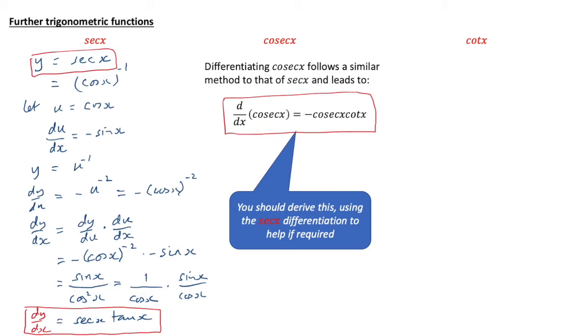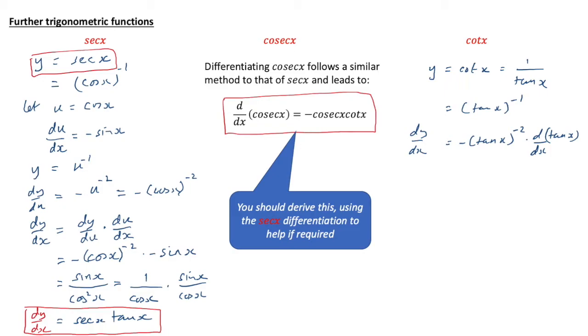Anyway, moving on to cot x, if y is equal to cot x, then it's equal to 1 over tan x, and that is tan x to the minus 1. So if we differentiate that using the chain rule, then we have to differentiate bracket to the power of minus 1 with tan x inside, which gives us minus tan x to the minus 2, but we also need to differentiate the inner function of tan x, so I've just put d by dx of tan x there. When we differentiate tan x we get sec squared x, so that gives us now minus tan x to the minus 2 sec squared x.